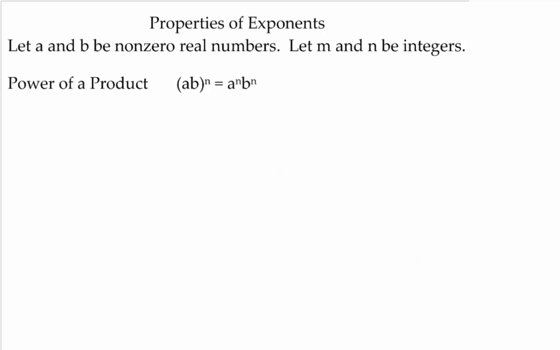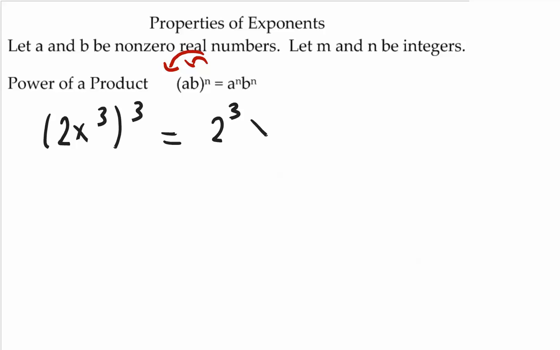There are two properties that basically say we're taking a product or quotient and raising it to a power. And effectively what happens is it's like you're distributing the power. So for example, if we had 2x cubed raised to the third power, we would take the 2 and cube it, as well as the x cubed and cube it. We don't normally write that step out, but I want you to understand where the answer comes from. 2 cubed is 8. X cubed cubed is x to the 9th.